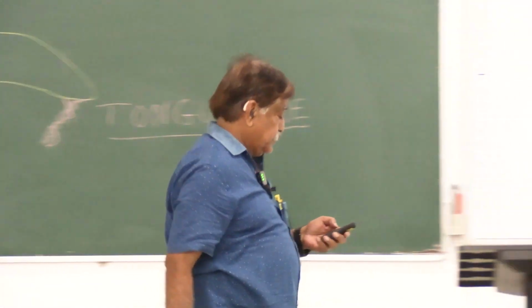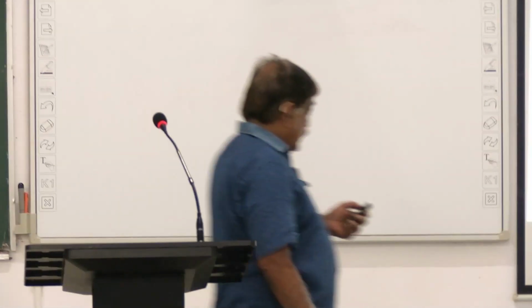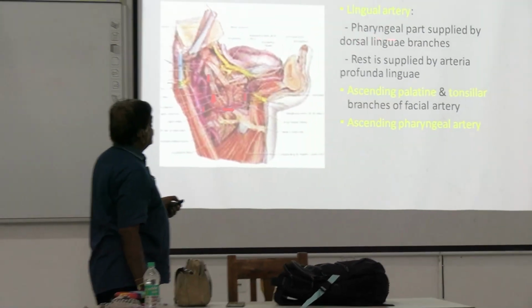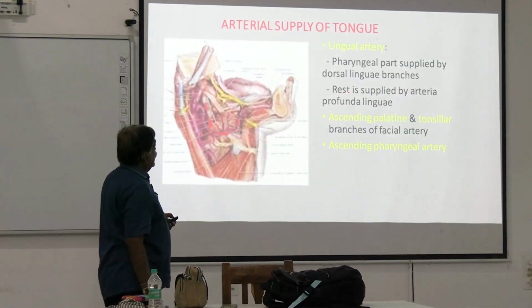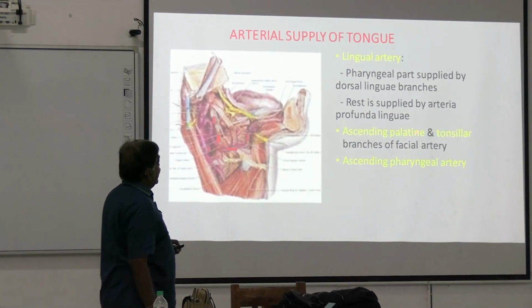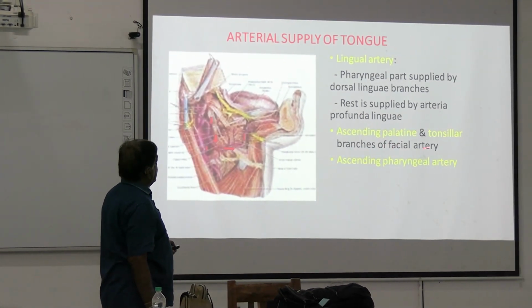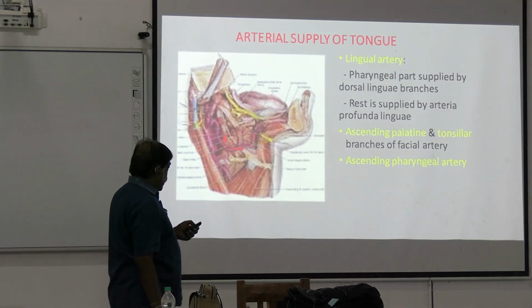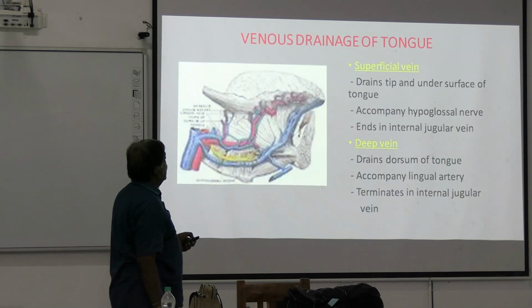Okay? Now, the lingual artery, pharyngeal part supplied by dorsal linguae branches, rest is supplied by arteria profunda linguae. Ascending palatine and tonsillar branches of facial artery, ascending pharyngeal artery. The arterial supply of the tongue can be a small question of 4 marks.